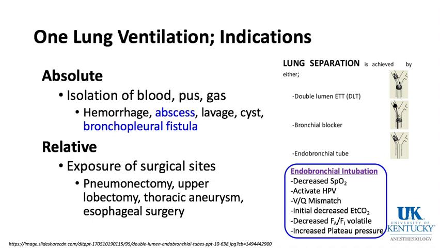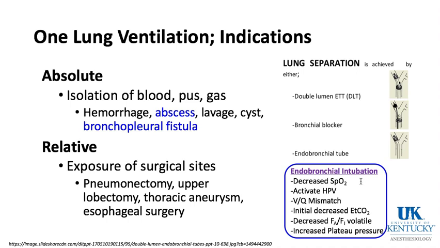And how you separate the lung can be with a double lumen tube, up at the top right, with a bronchial blocker passed down through or on the side of an endotracheal tube and out into the bronchus that you want to obstruct, or even passing an endotracheal tube deep into the bronchus and making it an endobronchial tube, and single lung ventilating through just that deeply placed single lumen tube.